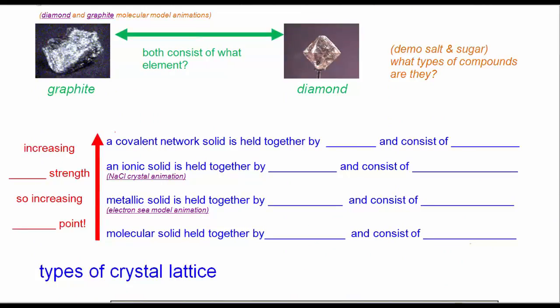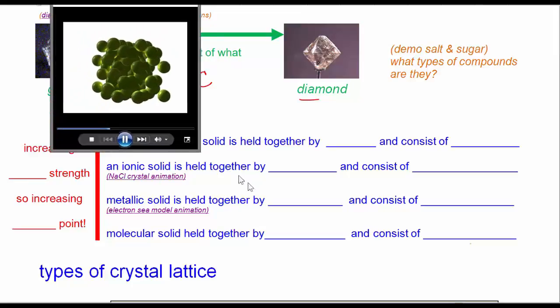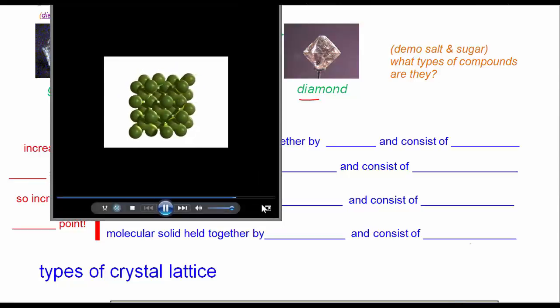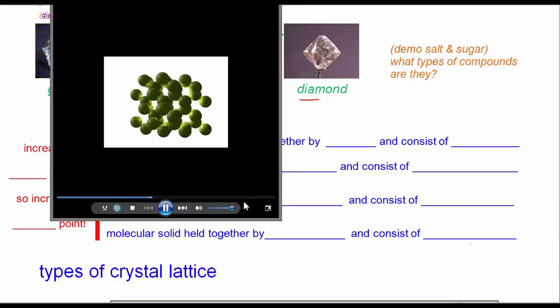Diamond and graphite. What's the difference? Well, they're both made of the same element. What's that? Carbon. It's their crystalline structure that's different. For example, if we take a look at diamond, here's its structure. Very compact. It's tetrahedral in shape.